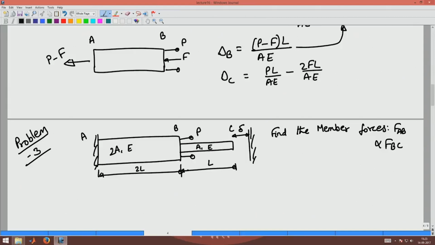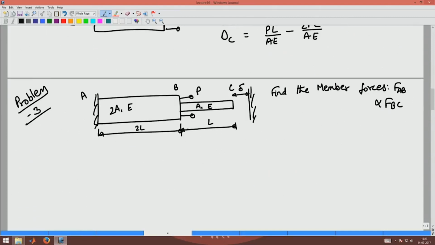Again, you draw the free body diagram assuming the gap is closed. First, you assume the gap is closed and draw the free body diagram.